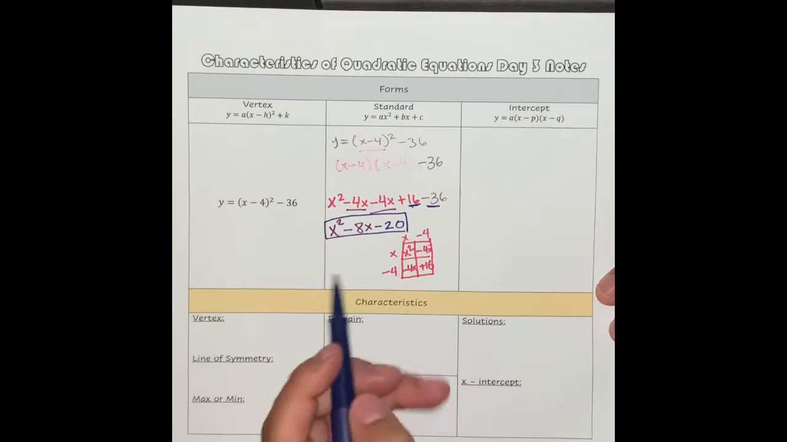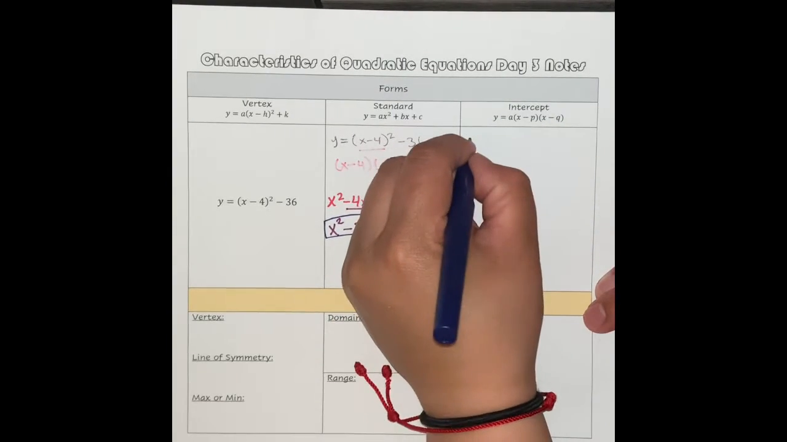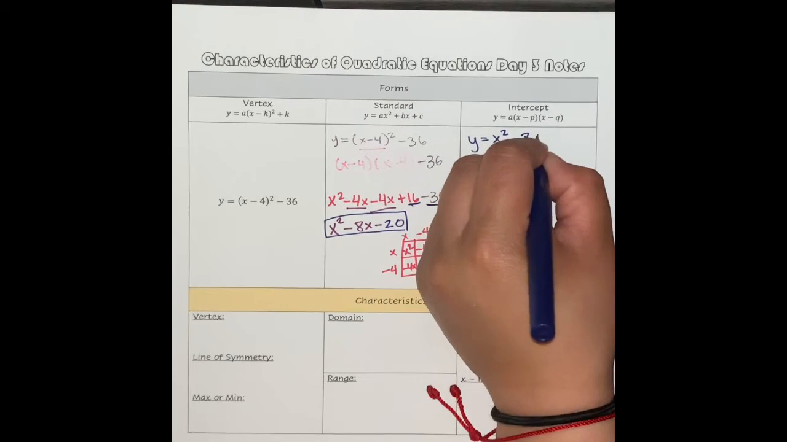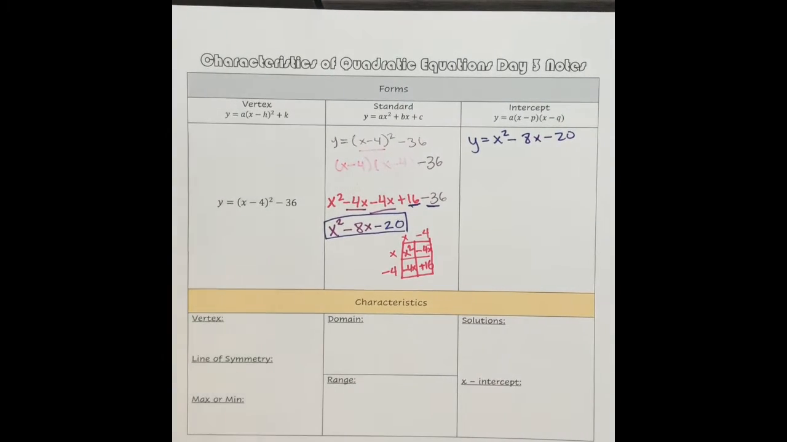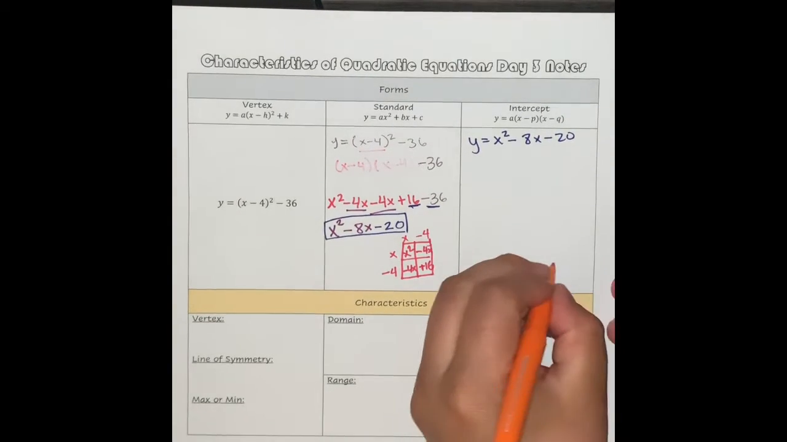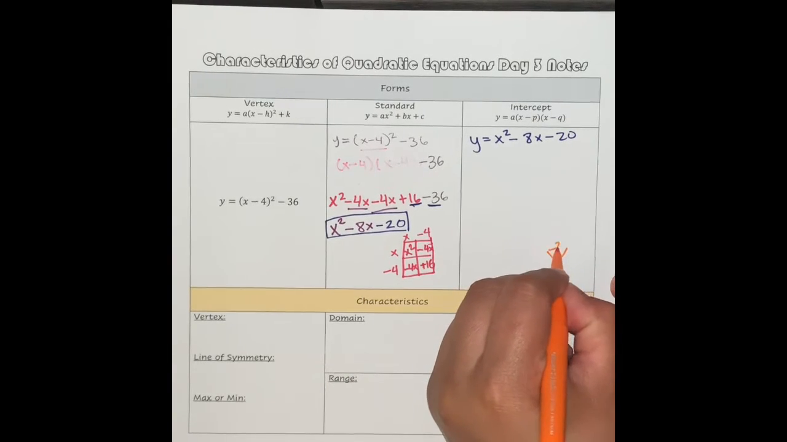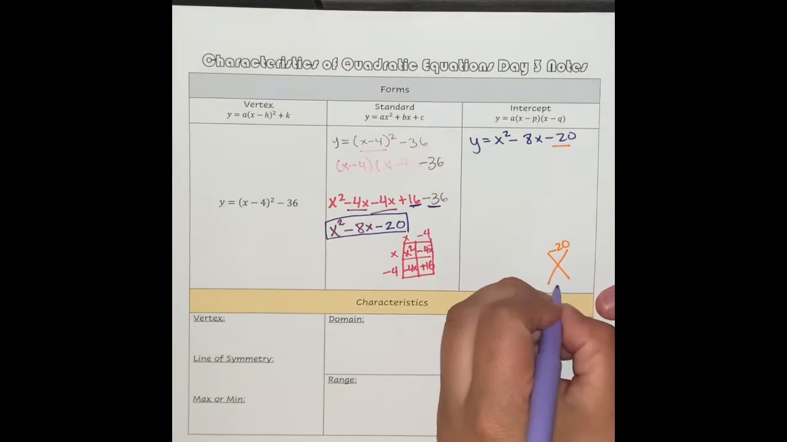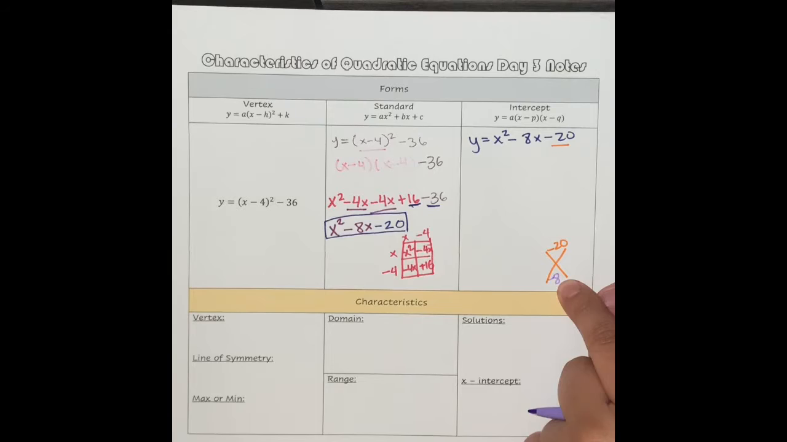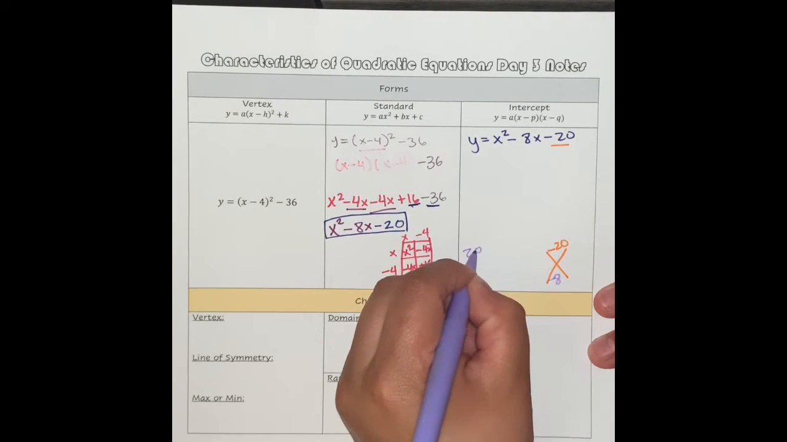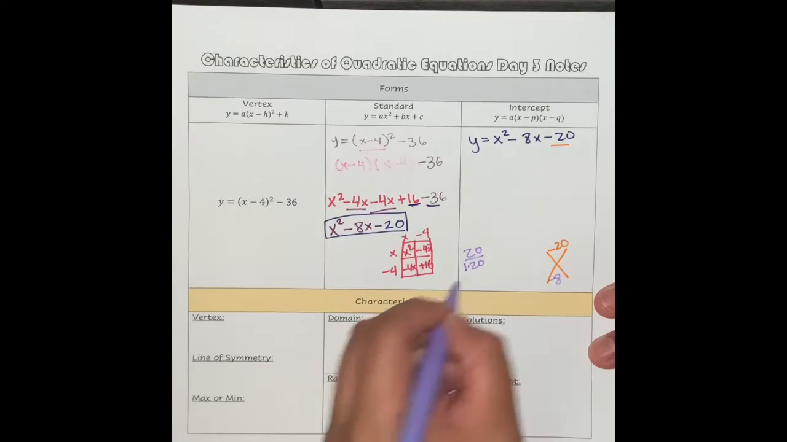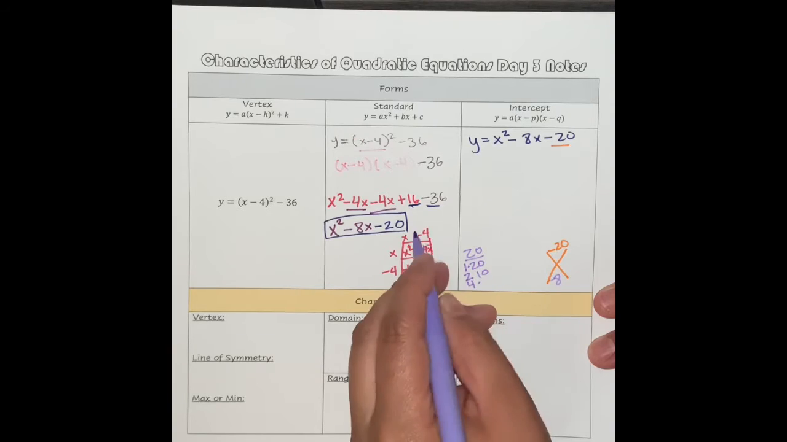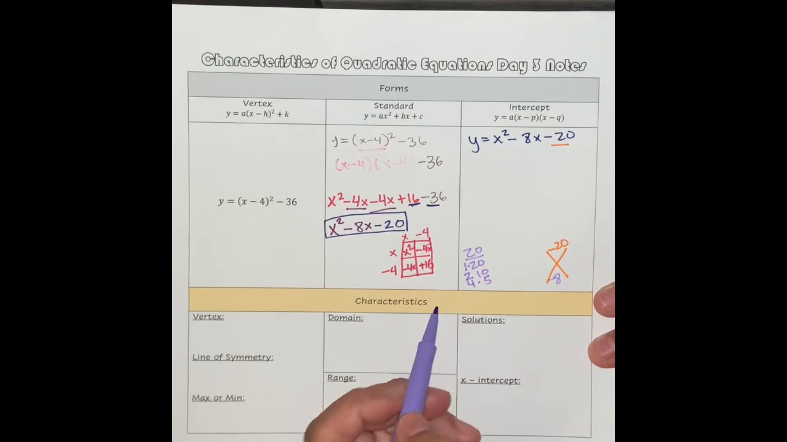So now to switch from standard to intercept, I'm going to write it down again: x squared minus 8x minus 20. I'm going to go ahead and try the big X. So I have the big X, negative 20 goes up top, and my number in the middle goes in the bottom. I need to find two numbers that multiply to give me negative 20 and add to give me negative 8. I can start with my factor list: 4 times 5, and that will be all.